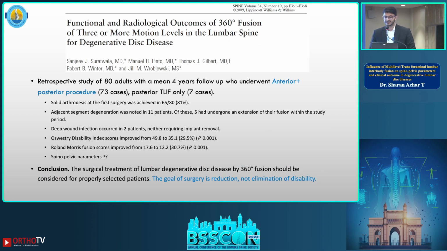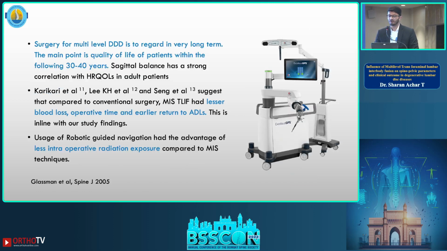Another paper by Sanjeev et al., where he considered 360-degree fusion, with anterior as well as posterior procedures or posterior procedures only, in 80 adults, and they assessed the functional outcomes, the complications, as well as the fusion rates. They concluded that in such extensive procedures, the goal of the surgery is to reduce and not eliminate the disability. Surgery for multi-level degenerative disc diseases in young adults has to be regarded in the very long term.